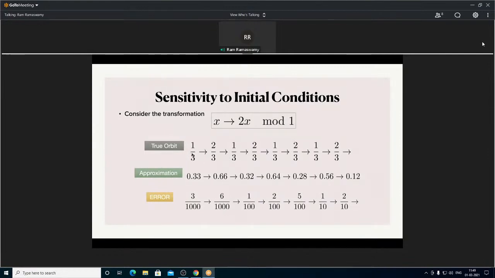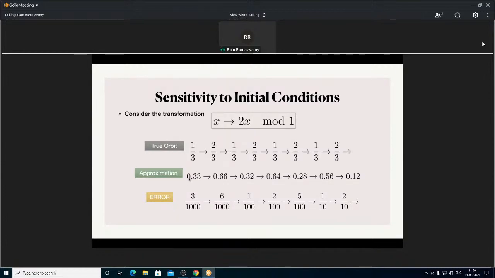So if I start with 1/3, I double it, it's 2/3. I double 2/3, I get 4/3. But then I throw away the part which is bigger, throw away 1. So 4/3 minus 1 gives me 1/3, which I double is 2/3. I double that, it's 4/3, which is again 1/3. So if I start with 1/3, I'll just go 1/3, 2/3, 1/3, 2/3, etc.